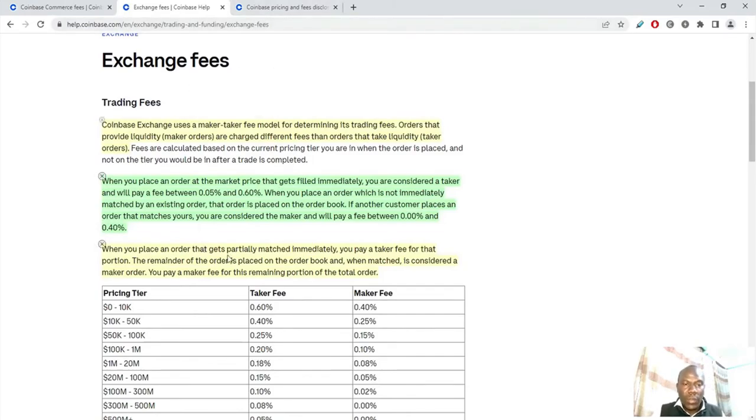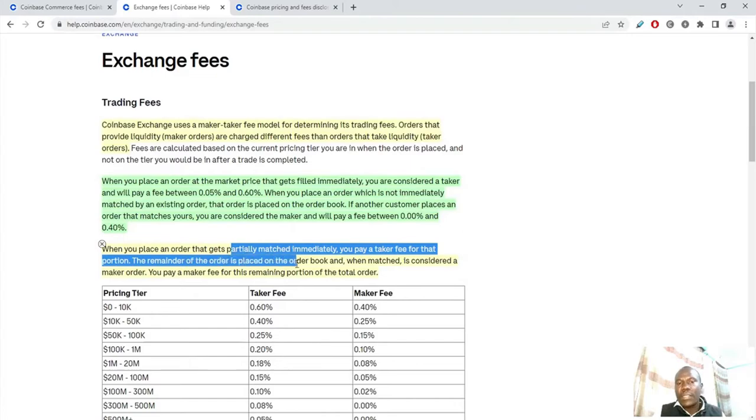When you place an order that is partially matched immediately, you pay a taker fee for that portion. The remainder of that order is placed on the order book, and when matched, it is considered a maker fee.